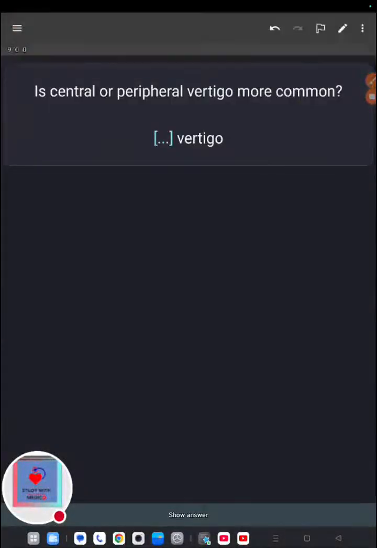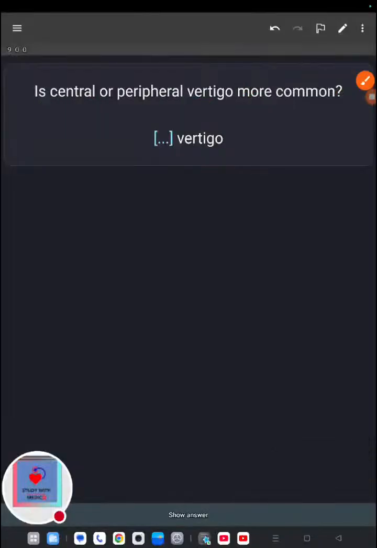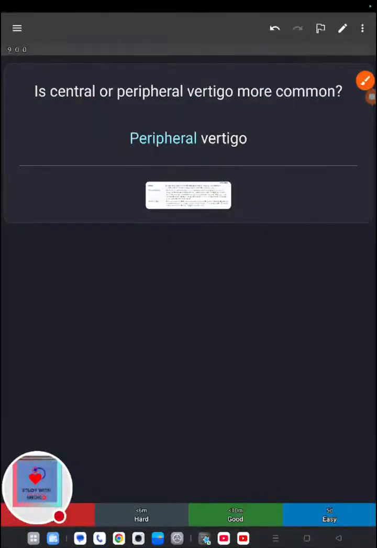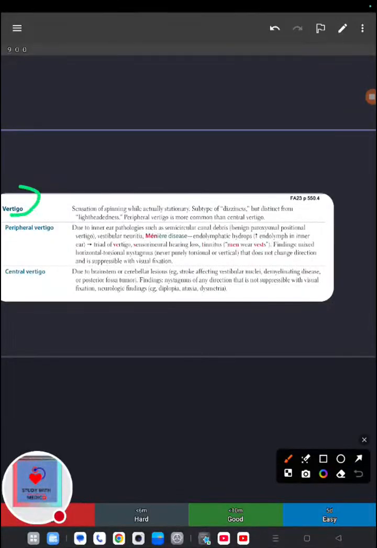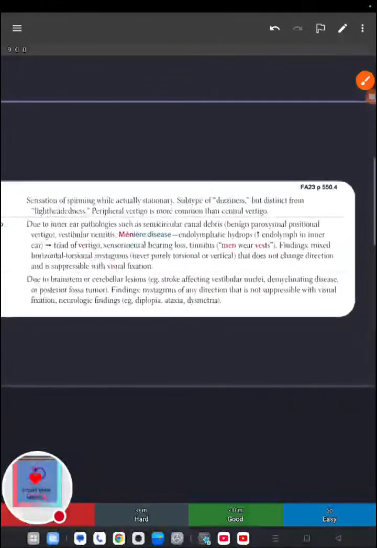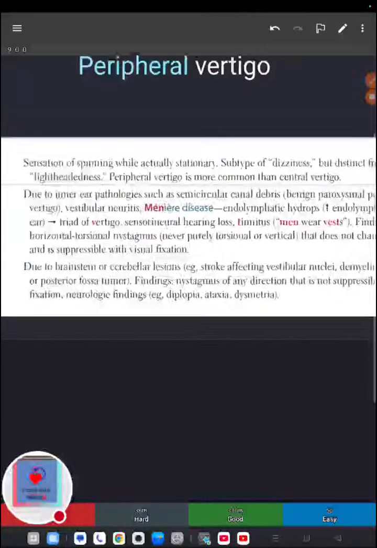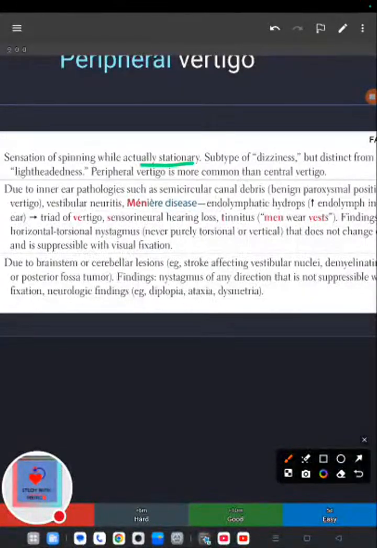Now moving on to vertigo. So is central or peripheral vertigo more common? Peripheral vertigo is more common. So let's see vertigo. So we have definition of the vertigo, peripheral and central. What is vertigo? Okay, sensation of spinning while actually stationary. So I'm sitting, but I feel like I'm still moving.